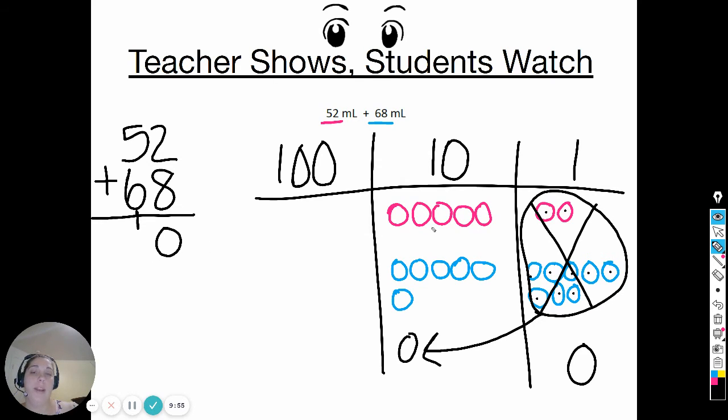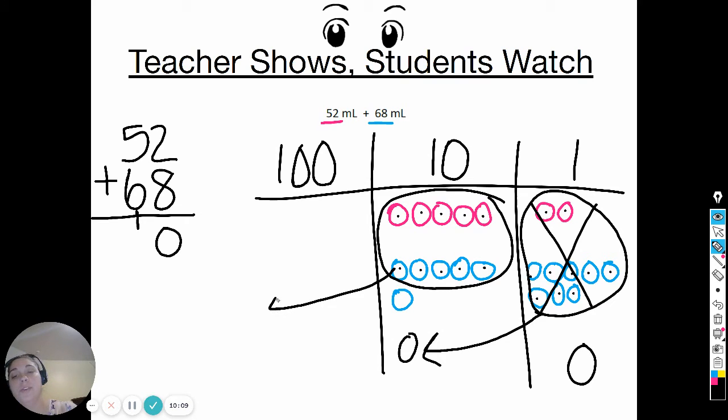Now let's go ahead and add up the 10's place. 10, 20, 30, 40, 50, 60, 70, 80, 90, 100. I'm going to take those 10 tens, trade them over here for 100. These are now gone. We have 2 tens left.